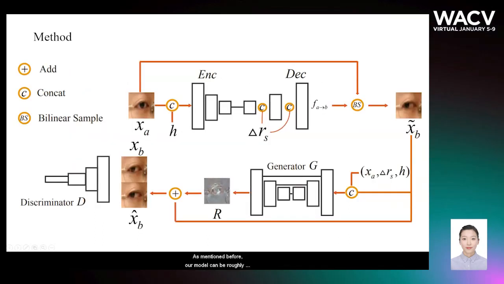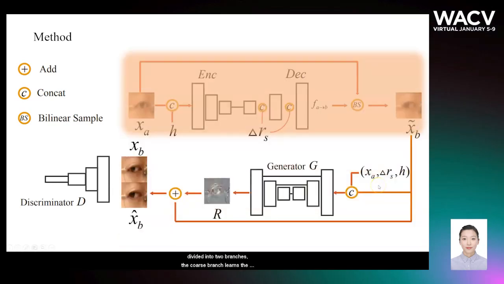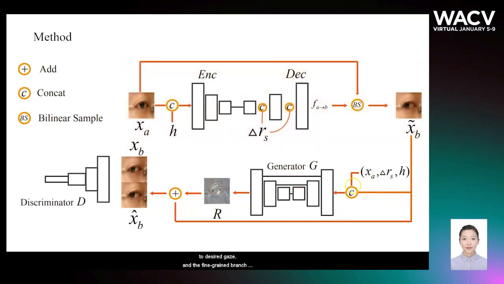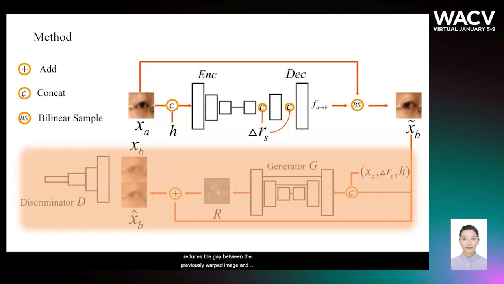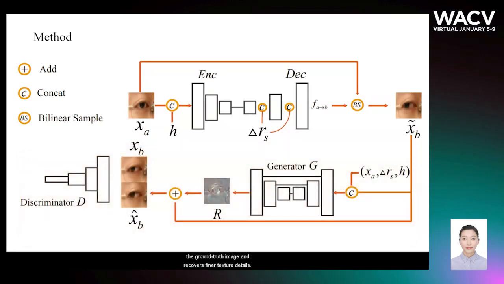As mentioned before, our model can be roughly divided into two branches. The coarse branch learns the spatial transformation which warps the input image according to the desired gaze, and the fine-grained branch reduces the gap between the previously warped image and the ground truth image and recovers finer texture details. I'd like to clarify the notations adopted in our slides and paper then. We use X to represent an RGB image and R to represent a numerical angle vector, with subscripts A, B representing source domain A and target domain B.